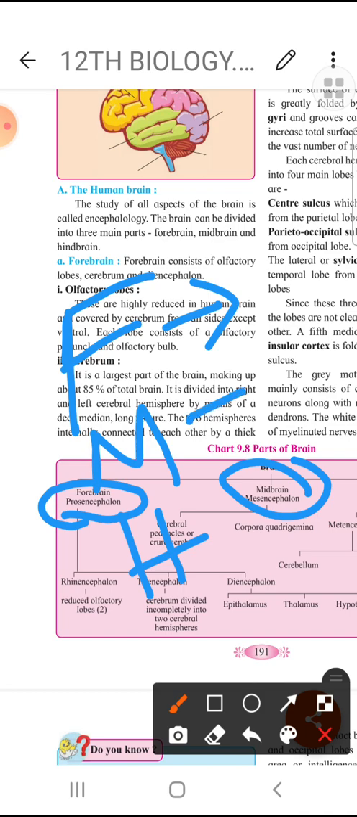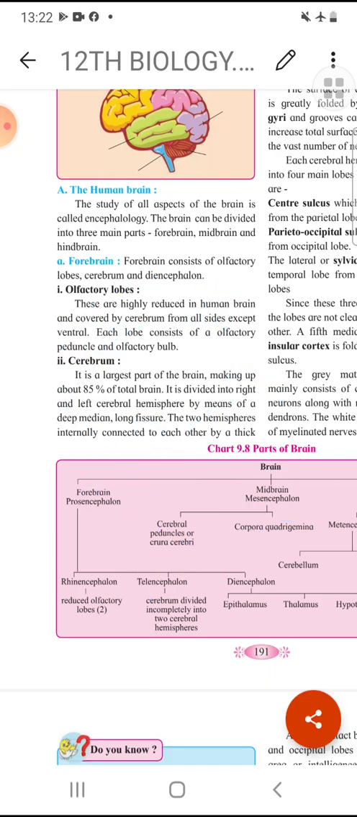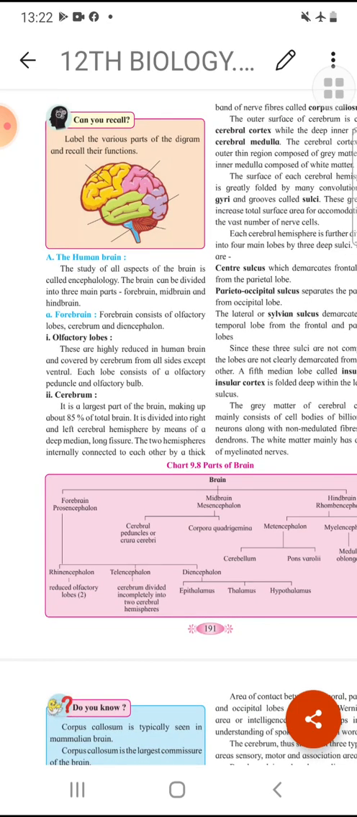Mesencephalon means mid brain. And hindbrain you call it as rhombencephalon. So you have to learn these 3 names: prosencephalon, mesencephalon, rhombencephalon. Encephalon means the brain, pro means forebrain, mesen means mid, rhomb means hind. So brain is divided into prosencephalon, mesencephalon, rhombencephalon. So we have forebrain, midbrain, hindbrain. So जो forebrain है, it is divided into 3.